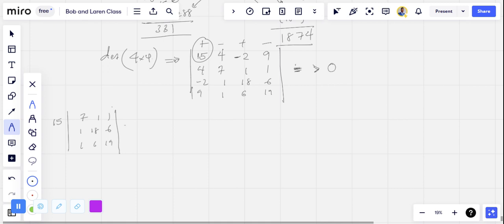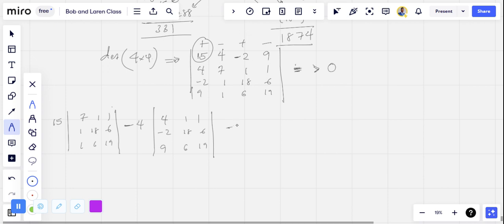Next value is minus 4. Now look for the minor matrix. Cut this off, cut this off. I have 4, 1, 1, minus 2, 1, 8, 6, and I have 9, 6, 19, right?